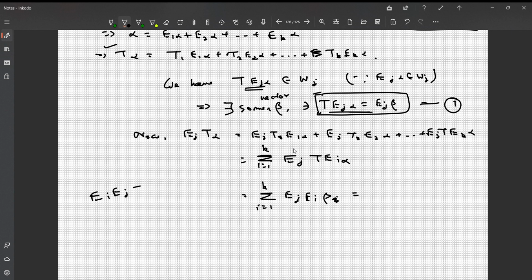But what is Ej of Ei? So Ej of Ei, we recall we have also been given the fact that Ej Ei is 0 for all i not equal to j, and Ej squared is equal to Ej, obviously because it's a projection operator. So every term of this expression becomes 0 when i is not equal to j. The only term which remains is the Ej beta j term. So only this term remains, Ej beta. Is it clear?